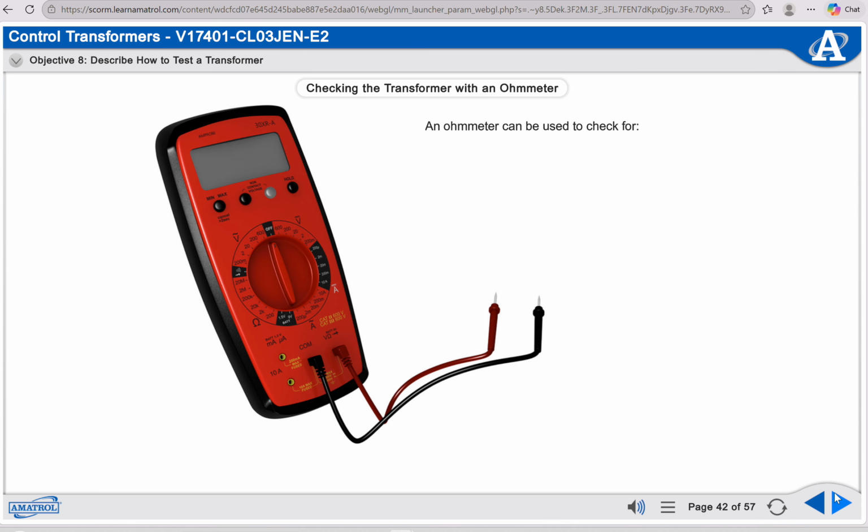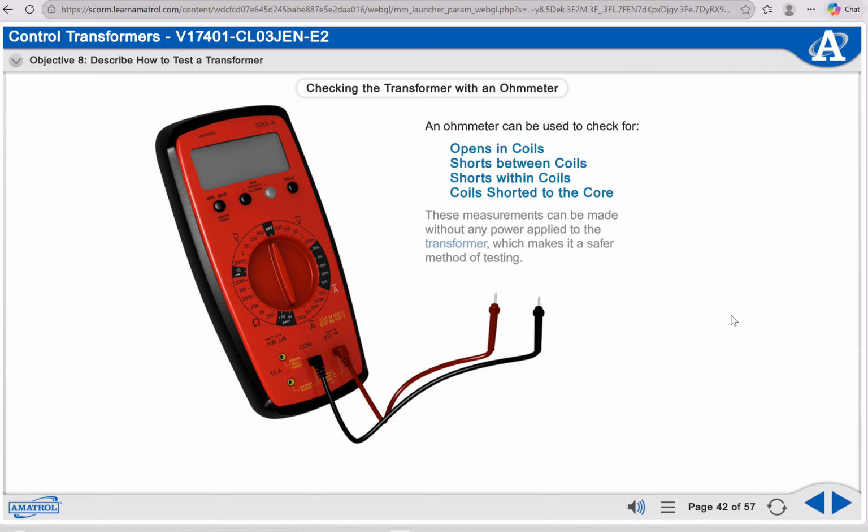An ohm meter can be used to check for opens in coils, shorts between coils, shorts within coils, and coils shorted to the core. These measurements can be made without any power applied to the transformer, which makes it a safer method of testing.